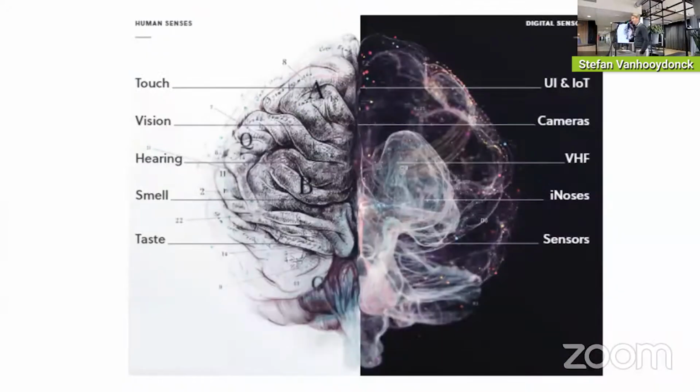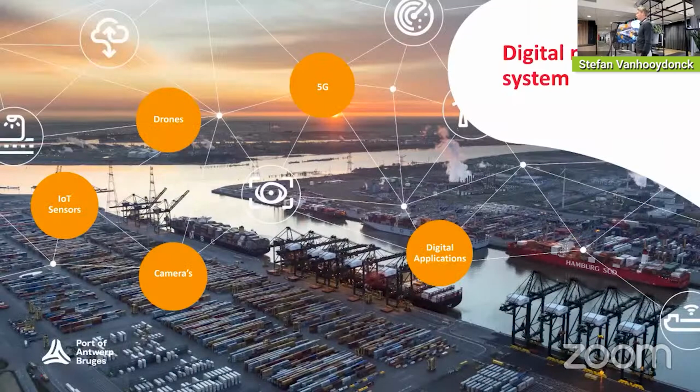And then in the center, the most important thing: you have to have a brain to link them together and to get conclusions out of the senses. Supported by what we call, in the Port of Antwerp, the digital nervous system. We have a network. We are building a 5G network to cover all the area, in Antwerp as well as in Bruges. We have digital applications to manage traffic, to track shipments, to track all the infrastructure. We have cameras, which are the eyes, and sensors to have a real feel of what's going on in the field. And one pillar that we are really pioneering in is drones.